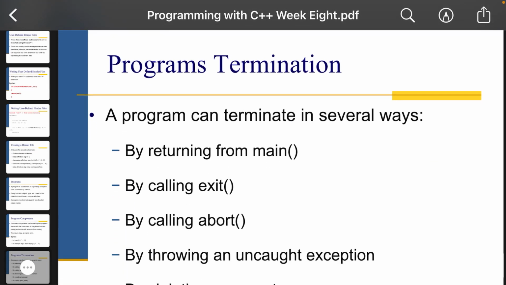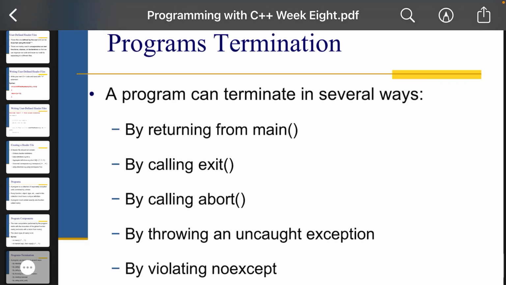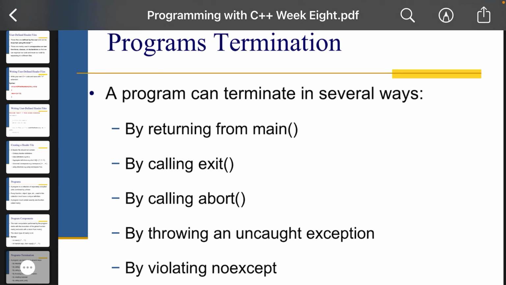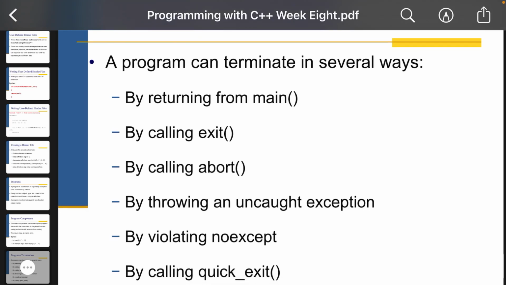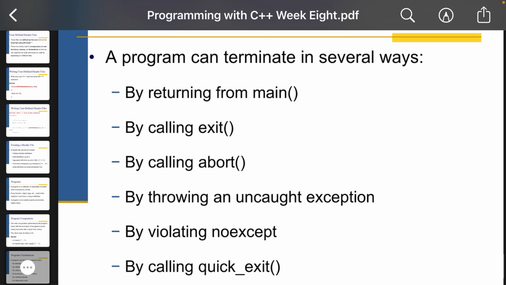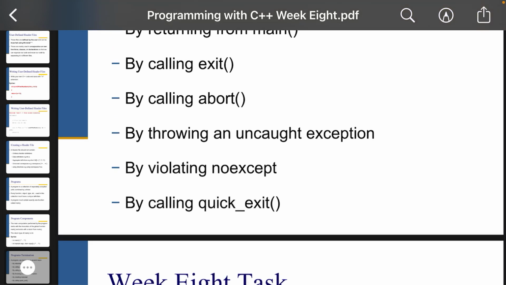And we move on to programs: termination. A program can terminate in several ways: by returning from main, by calling exit, by calling abort, by throwing an uncaught exception, by violating noexcept, by calling quick_exit.